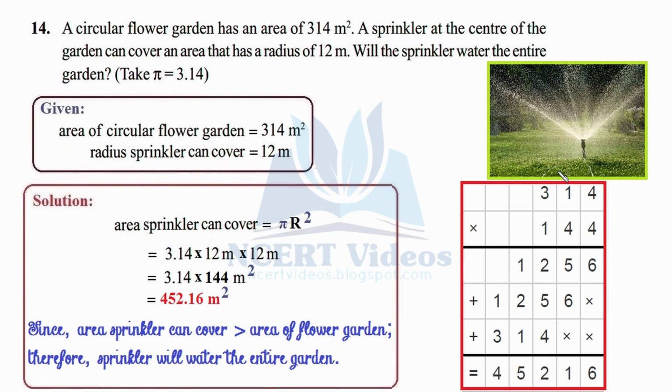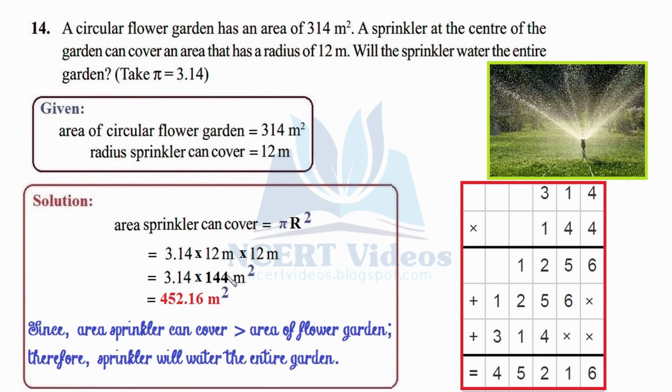So we will compare both the areas. So given part is area of circular flower garden. Consider this garden to be circular. That is 314 meters square. Now radius of sprinkler is 12 meters, that is from this point to whatever distance it throws the water. Now the solution part. Area sprinkler can cover is pi r square. You can take any capital or smaller. So consider pi is 3.14. So pi 3.14 into radius 12 meters square. So 12 meter into 12 meter, this as it is, 12 times 12 is 144 meter square.